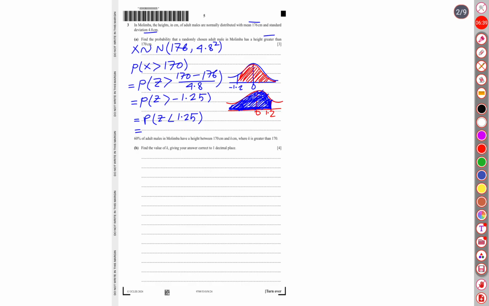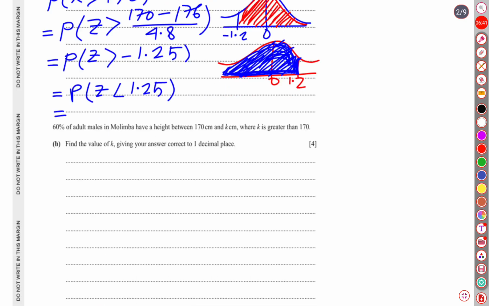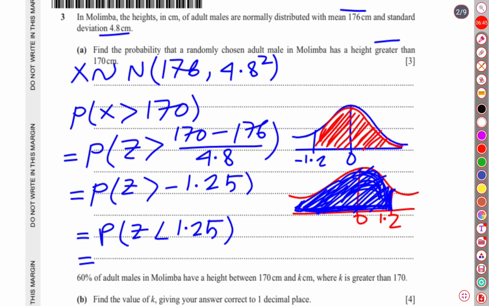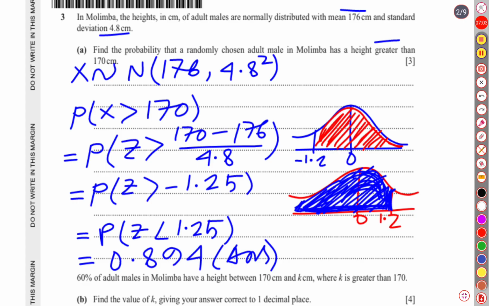Let us substitute this value: 0.8944, which is 0.894 if we round it to three significant figures. So that is what our probability should be. That's all about the first part of the solution.